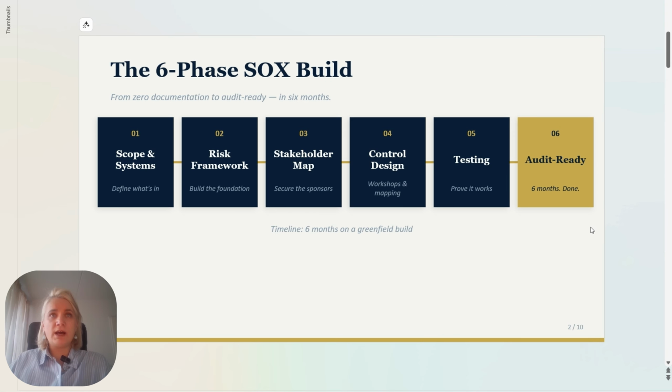Within my career, I have rolled out a lot of SOX programs, US SOX and Japanese SOX, called JSOX. And all in all, if I need to create a greenfield from scratch, I'm always using this approach, like a 6-phase SOX build. So I always start with the scoping.